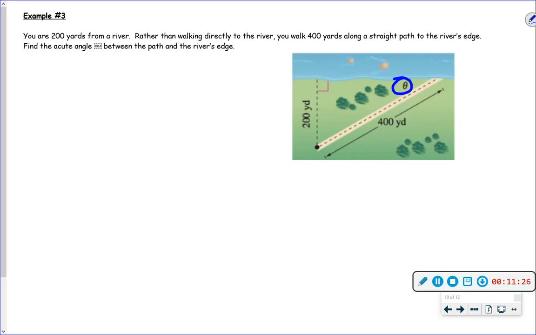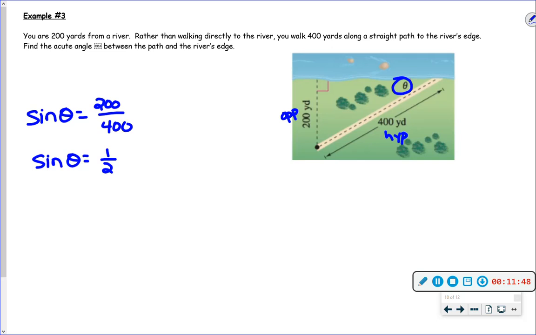So I'm looking at the sides. I know the opposite side, and we know the hypotenuse. So we are going to use the trig ratio sine. So sine of theta equals opposite over hypotenuse. And of course, 200 over 400 reduces to a half. So the question is, what is this angle, theta? Is it 30, 60, 45? Which angle's sine has opposite 1, hypotenuse 2? Well, that, of course, is our 30-degree angle. You just got to know your angles.